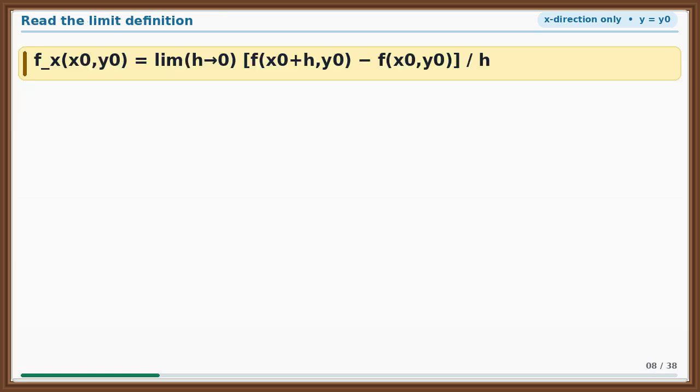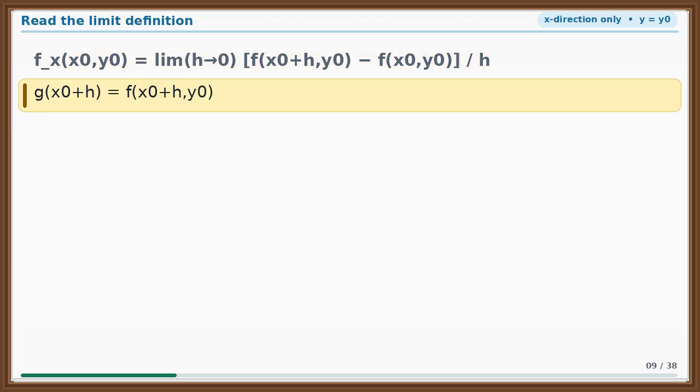Now write the limit definition. The x partial derivative at P0 is the limit, as h tends to 0, of the change in f along the fixed y line, divided by the change h in x. Because g of x is defined by freezing y, g of x0 plus h is exactly f of x0 plus h, y0. Likewise, g of x0 equals f of x0, y0.